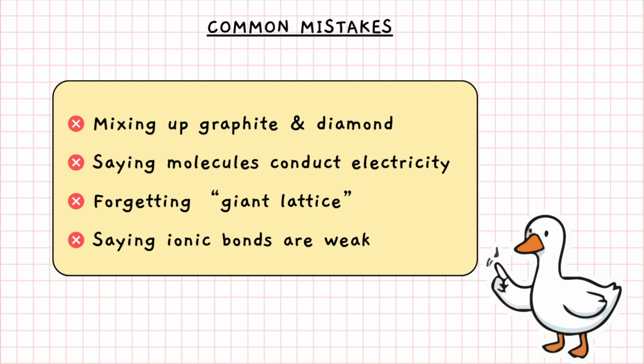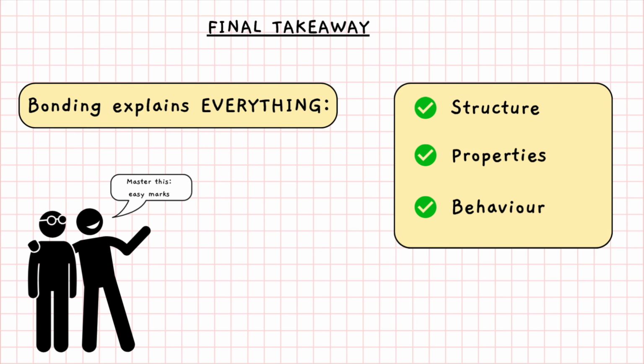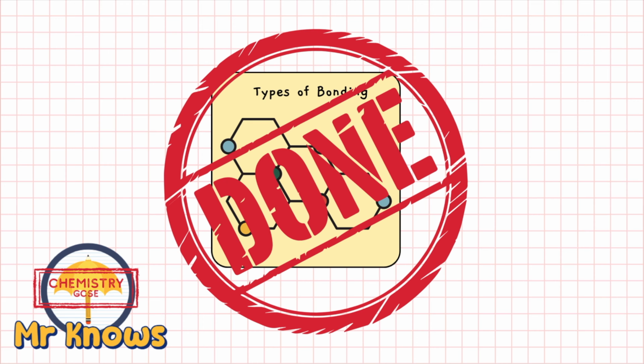Here are the mistakes most students make: saying ionic bonds are weak, forgetting the giant lattice, saying molecules conduct electricity, and mixing up graphite and diamond. Bonding explains everything: structure, properties, and behavior. If you master this topic, you unlock a huge number of marks. Pause the video, go back through anything you didn't understand, and remember, knowledge beats luck.